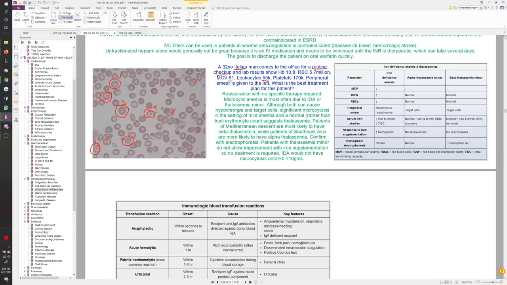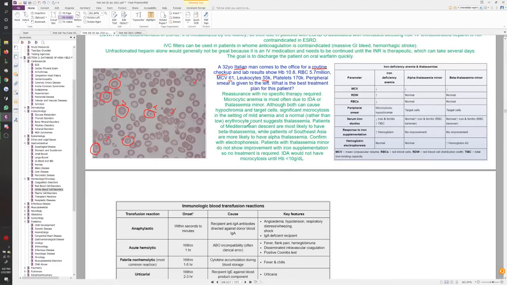Although both can cause hypochromia and target cells, significant microcytosis in the setting of mild anemia and normal rather than low erythrocyte count suggests thalassemia. Patients of Mediterranean descent are most likely to have beta thalassemia, while patients of Southeast Asia are more likely to have alpha thalassemia. Confirmed with electrophoresis, patients with thalassemia minor do not show improvement with any iron supplementation, so no treatment is actually required. Right? Iron deficiency anemia would not have microcytosis until hemoglobin is less than 10. This guy's hemoglobin is 10.8.